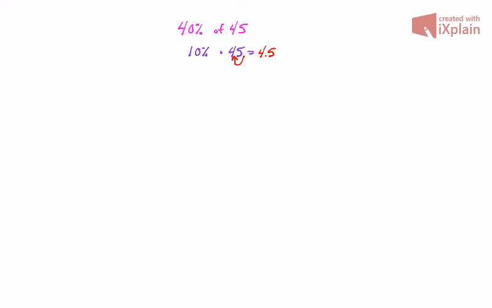But I want to know 40%. I know 10%, so what I essentially have to do is multiply this 4.5 by 4, and I will find that calculation. So I'm going to take my 4.5 times 4. 5 times 4 is 20, so put the 0 down and carry the 2. 4 times 4 is 16, plus 2 is 18. I have one digit after the decimal point, so I move the decimal point in 1. So we can say 40% of 45 is 18.